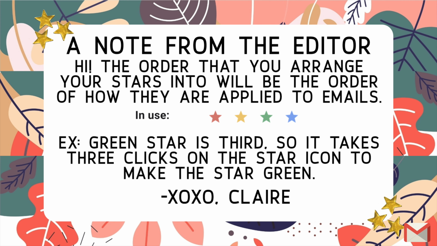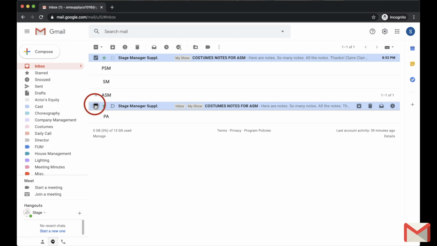Now, when I go back into my inbox, I want to make sure that the ASM sees this most recent email. I know that their color is green, so I'll click the star icon 3 times until I get to green, and then click the refresh icon. Now the email is both in the general inbox and under the ASM's specific inbox.